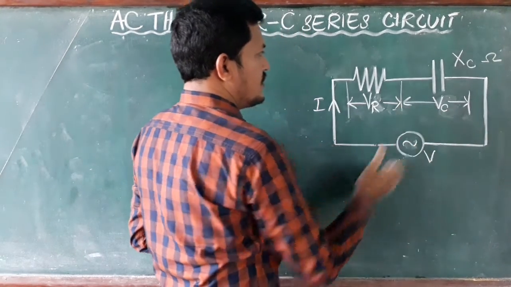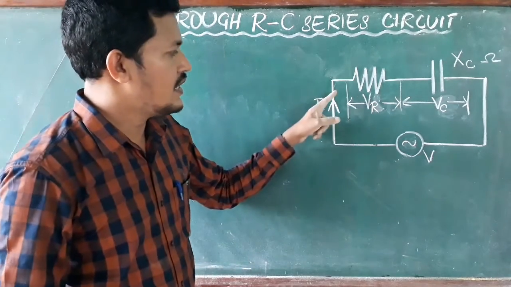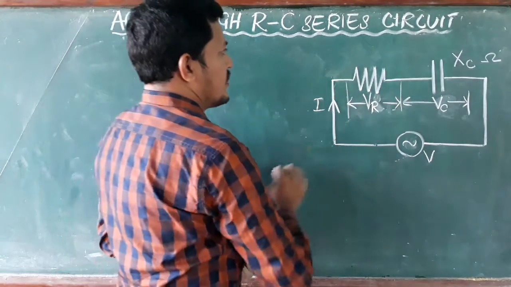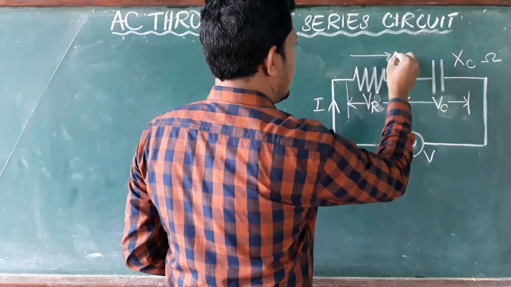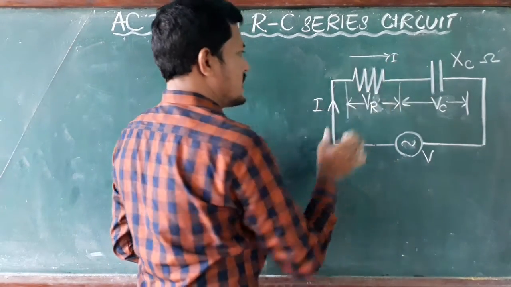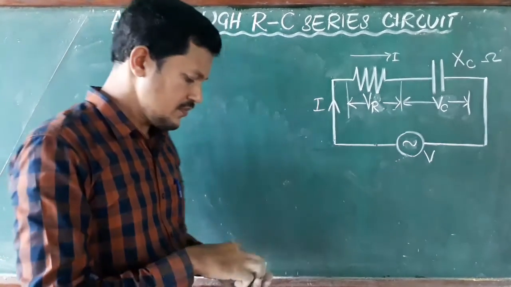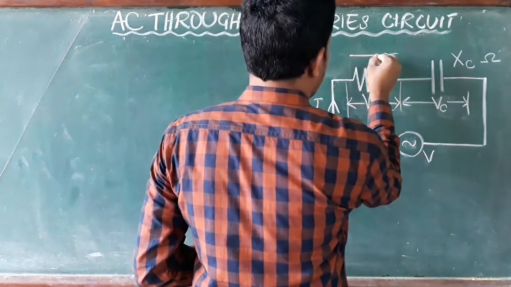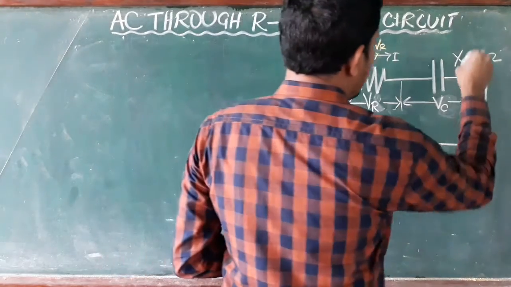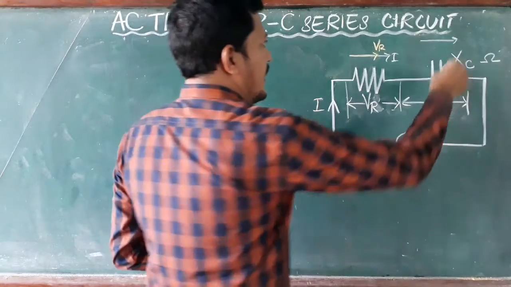Before that, we should know the characteristics of the resistance and the capacitor whenever alternating current is flowing through the elements. We know that the same current is flowing here, so we can take the current I as the reference. The current flowing in the resistance and the voltage applied across the resistance are in phase. So I am writing here the in-phase voltage VR. Again, in this case we have the same current I.